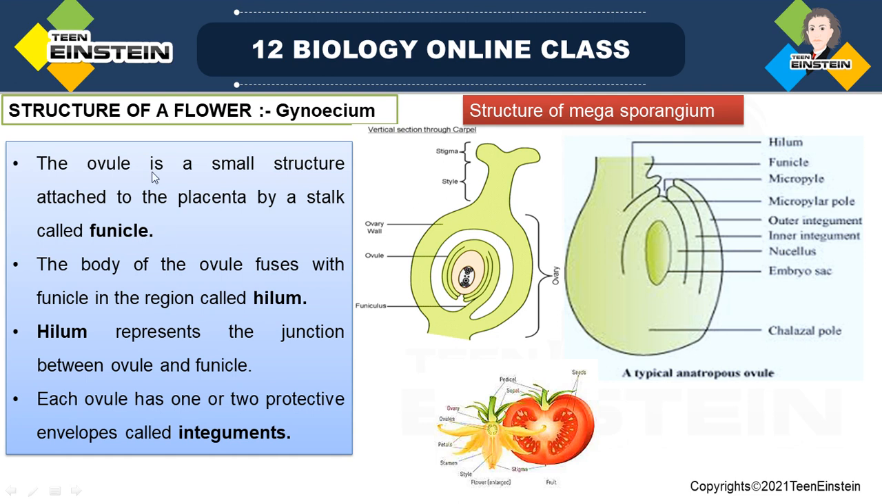Okay, so the ovule is a very small structure, and it is attached to the placenta by a stalk called the funicle. This is the funicle, the stalk-like structure. The body of the ovule fuses with the funicle, and that region of fusion is called the hilum. This hilum represents the junction between the ovule and the funicle.